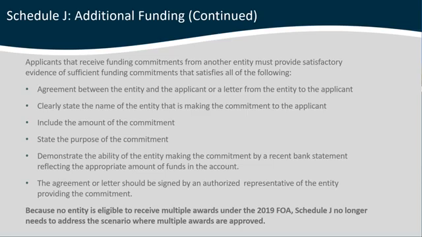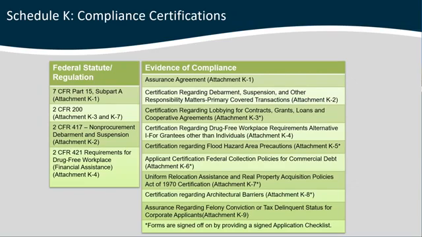As has been touched on a little bit previously, previous year's applications needed to address the scenario where multiple awards are approved to the same applicant. Because we're no longer doing that under this year's program, Schedule J no longer needs to address the scenario where multiple awards are approved.